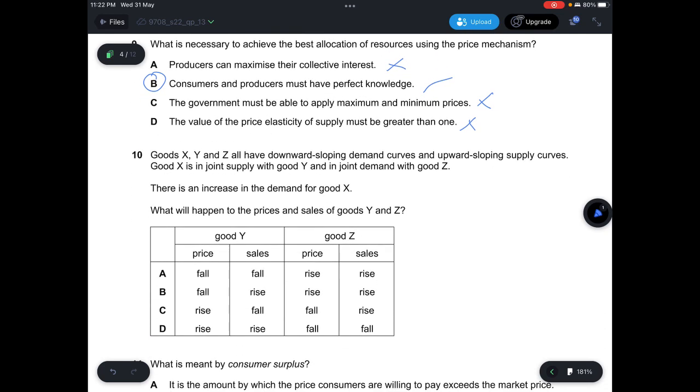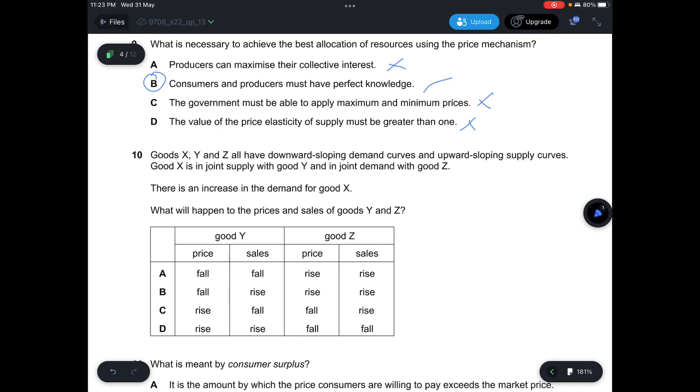Question 10, goods X, Y, and Z all have downward sloping demand curves and upward sloping supply curves. Good X is in joint supply with good Y and in joint demand with good Z. There is an increase in the demand for good X, and what will happen to the prices and sales of goods Y and Z? So there's an increase in demand for good X.